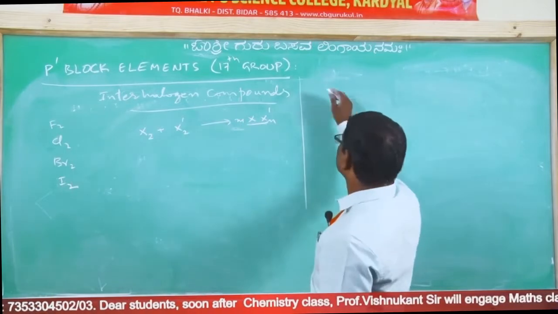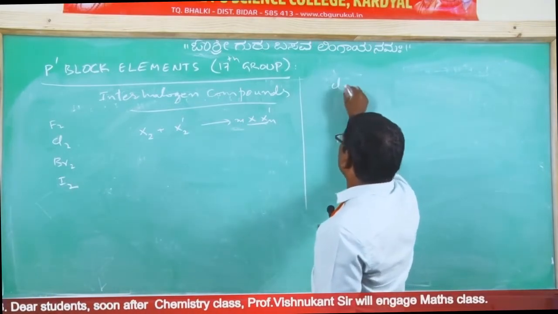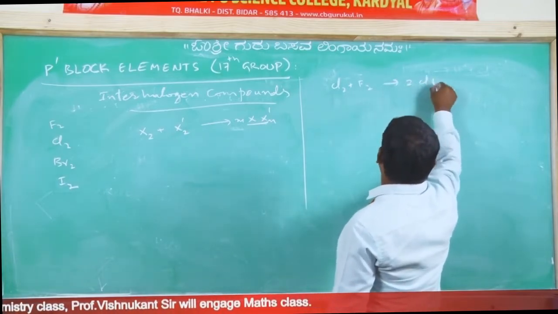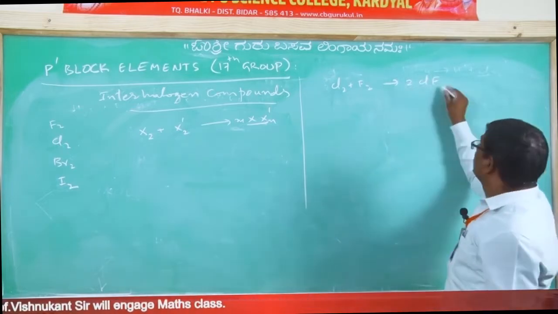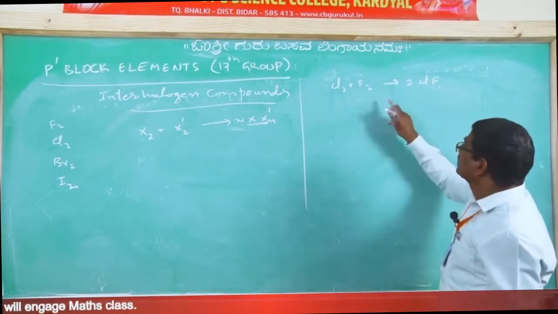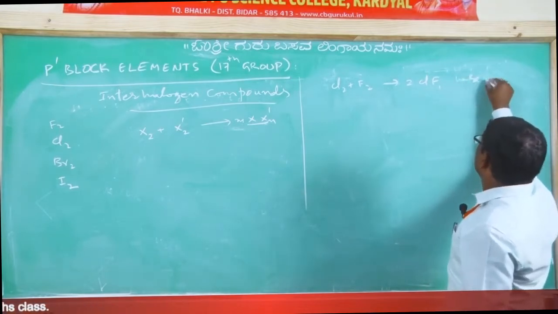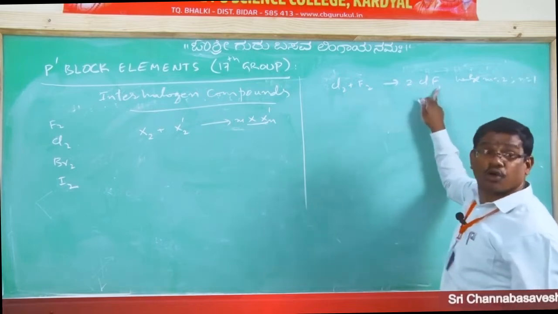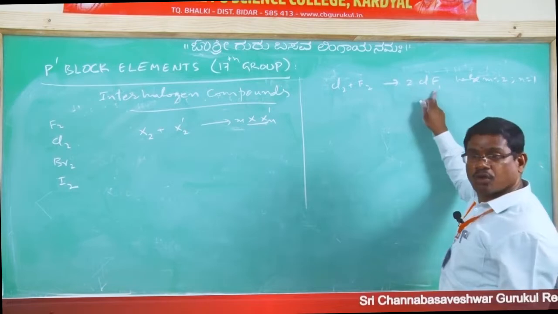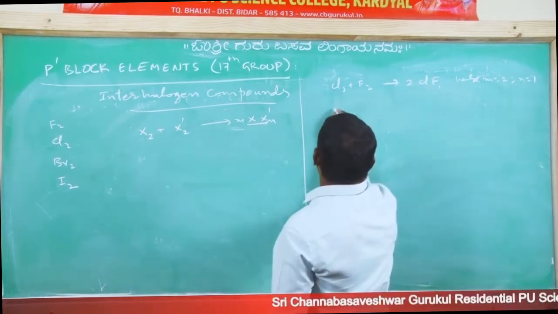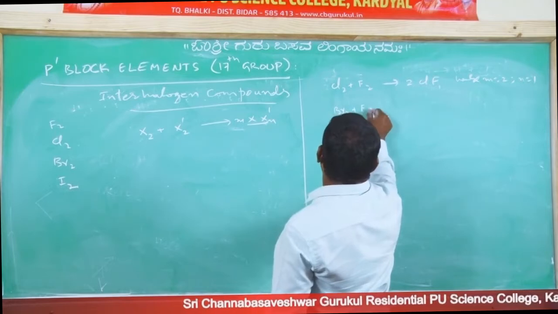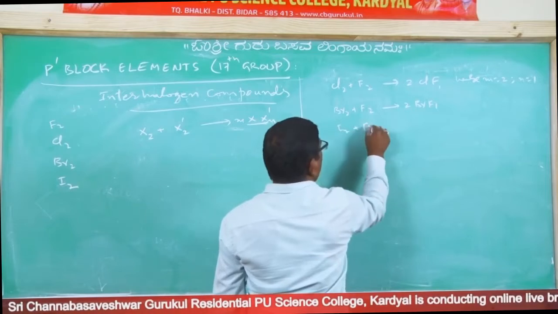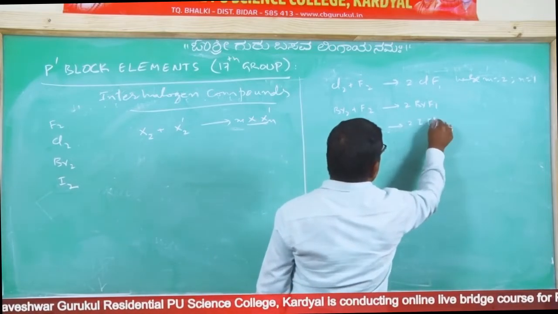Suppose interhalides: chlorine, when it reacts with fluorine, we may get 2ClF. Here 2 is m and 1 is n. Correct? Here m equals 2 and n equals 1. Chlorine monofluoride. Now bromine, when it reacts with fluorine, may give 2BrF1. Iodine reacts with fluorine to give 2IF1.